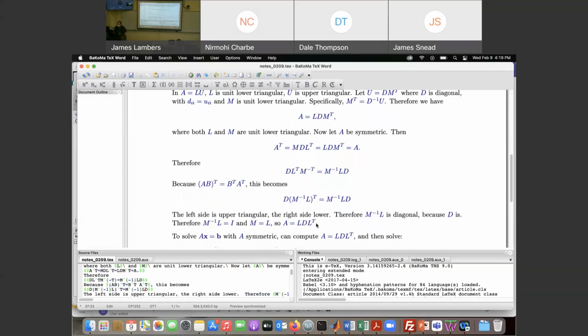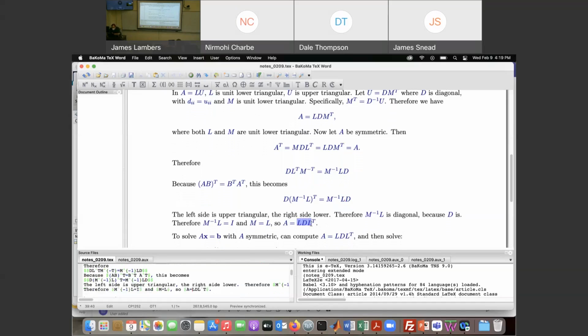So any time you have a symmetric matrix, under similar existence criteria as apply for LU, we have this decomposition, which is often referred to as the LDL transpose factorization, where L is unit lower triangular. It's the same L as from the LU decomposition. D is diagonal, and then it's the same L, transposed, over here.